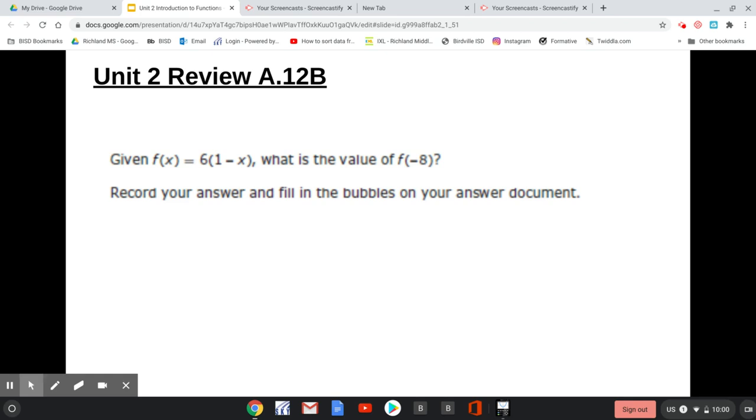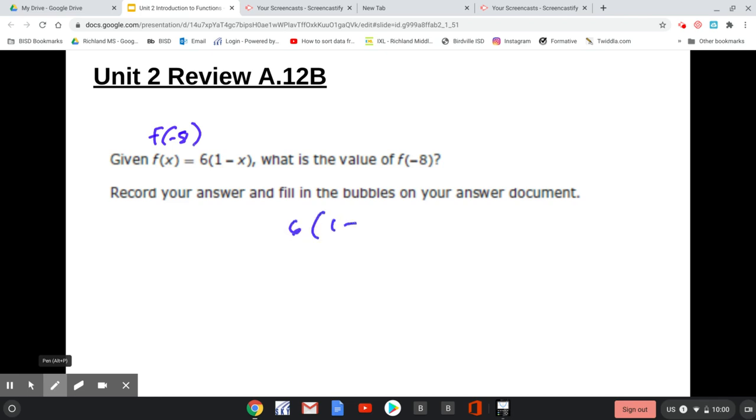Okay, let's look at another one. So this is telling us given f of x equals 6 times 1 minus x, what is the value of f of negative 8? So if they're telling us f of x becomes f of negative 8, we know our x equals negative 8. So we just plug that in.